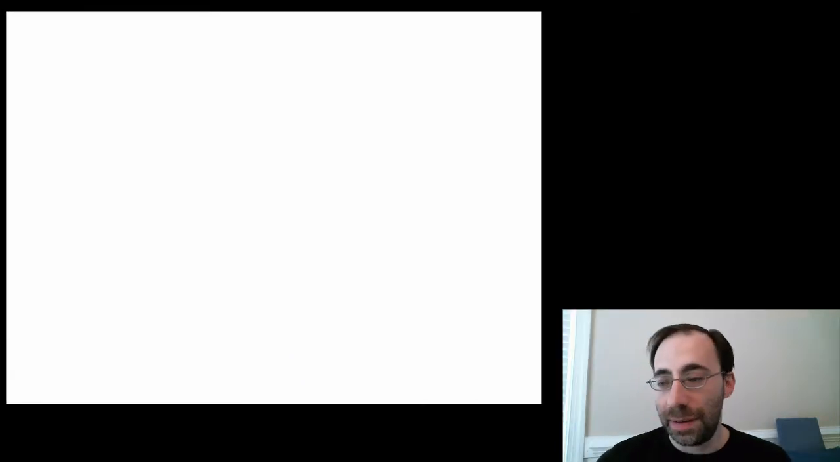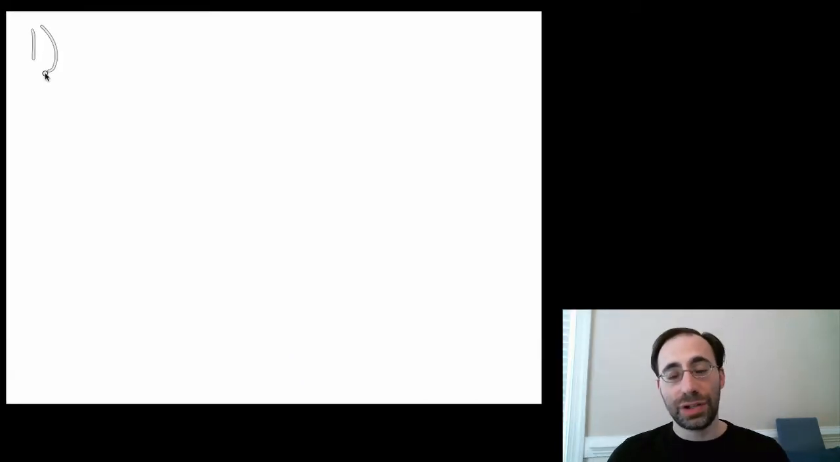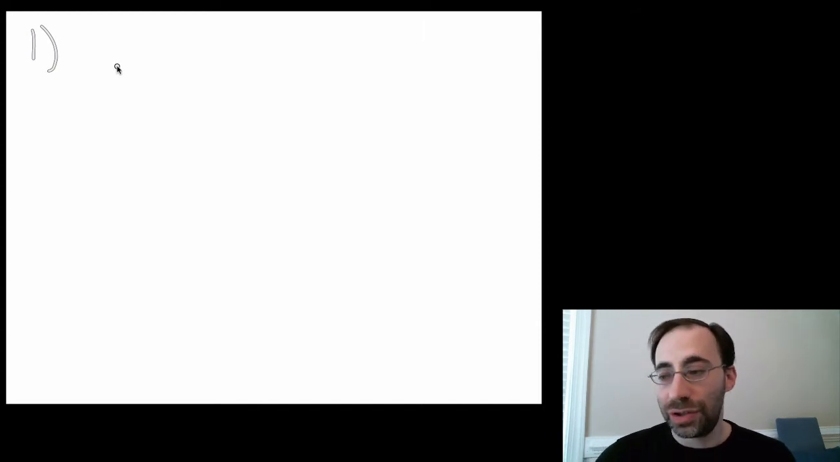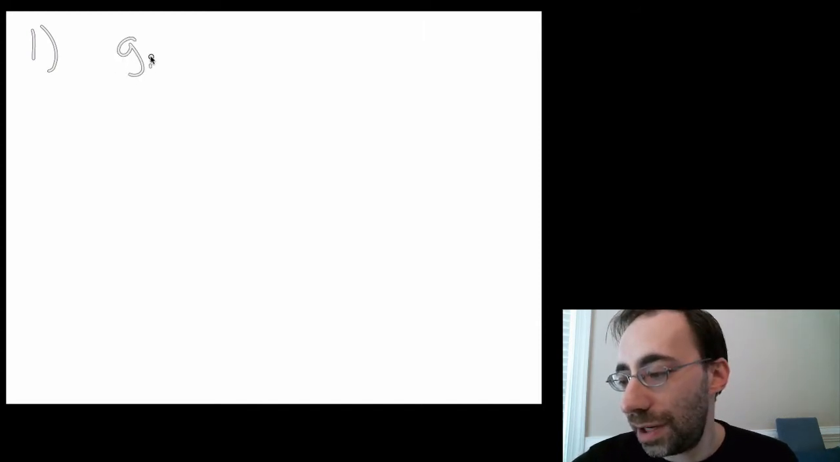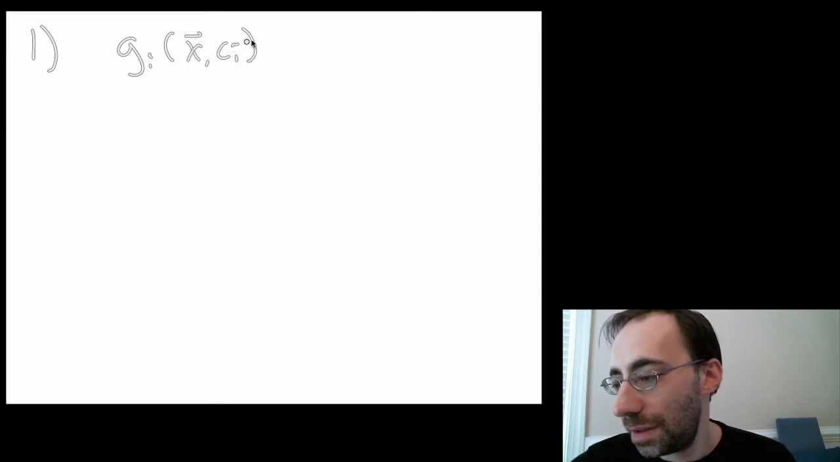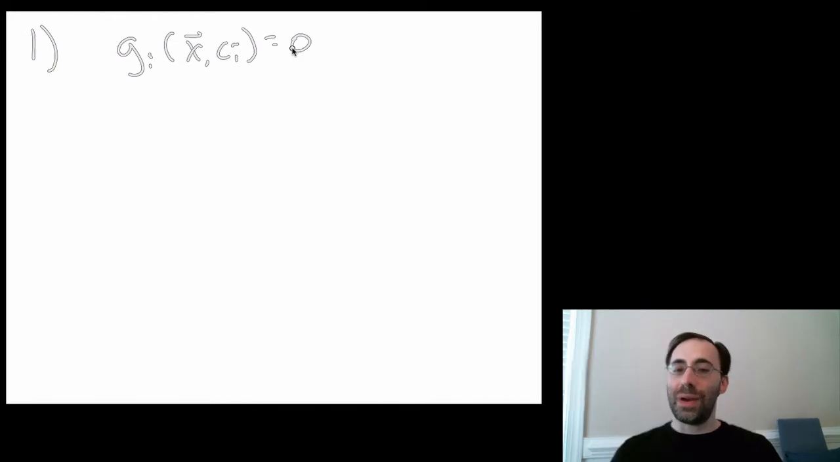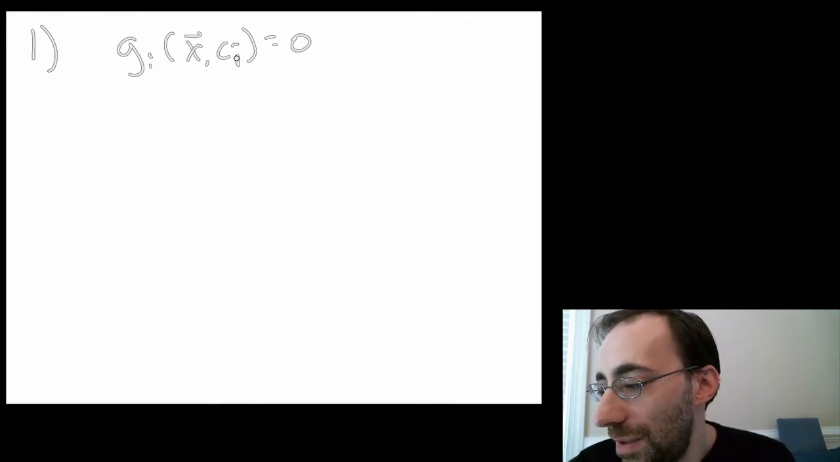Okay, so the first step is to write all your constraints in the form that we looked at earlier, like this. So whatever constraint you have, be it a budget constraint or anything else, transform it into this form where you have some function of x, and oftentimes you see that c dropped, so some function of x and some constant, and set that whole thing equal to 0. So write all your constraints and set them equal to 0.